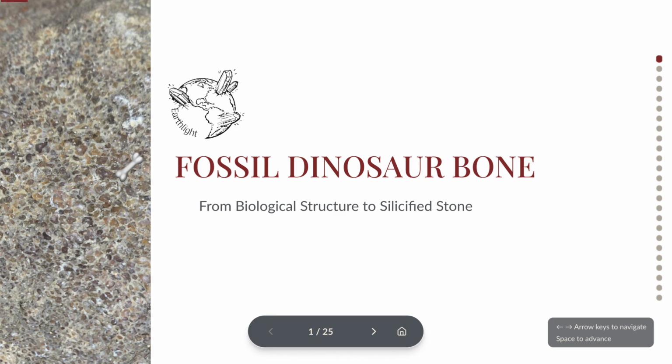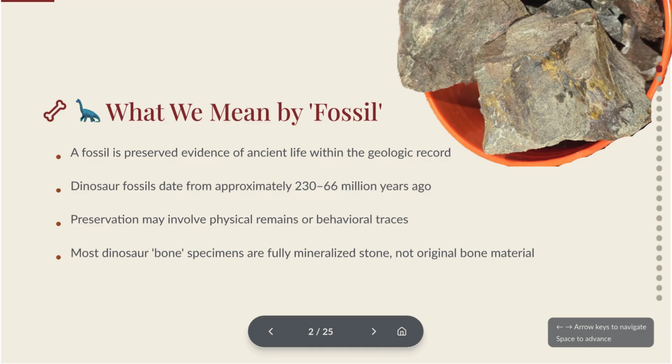Fossil dinosaur bone, from biological structure to silicified stone. What we mean by fossil. A fossil is preserved evidence of ancient life with a geological record. Dinosaur fossils date from approximately 230 to 66 million years ago. Preservation may involve physical remains or behavioral traces.